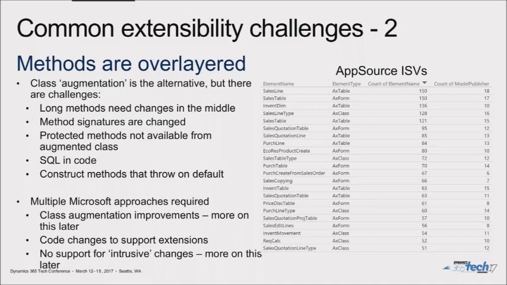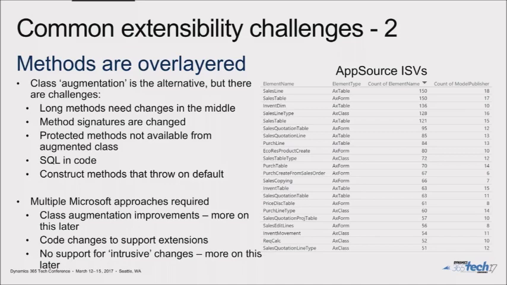We have issues with protected methods, so if you create a class extension or class augmentation, you can't access protected methods or members. We're actually looking at some solutions to make that better so that you don't have to overlayer just to make the type non-protected. We have SQL in code, which if you want to add a where clause or add another join or things like that, you have to overlayer today.